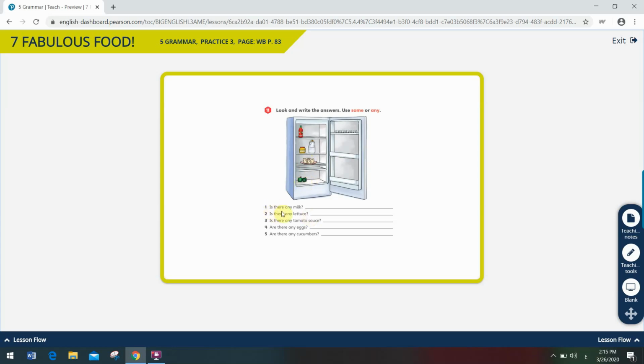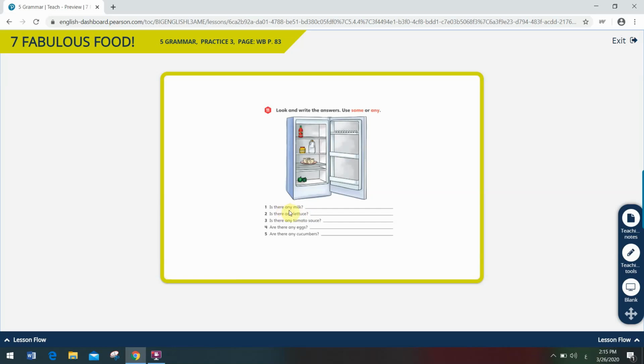Exercise number 1. Is there any milk? So is there any milk? Now let's look at the fridge again. خلينا نطلع كمان مرة. Is there any milk? في عنا هون milk. So this is the milk. Excellent. So is there any milk?